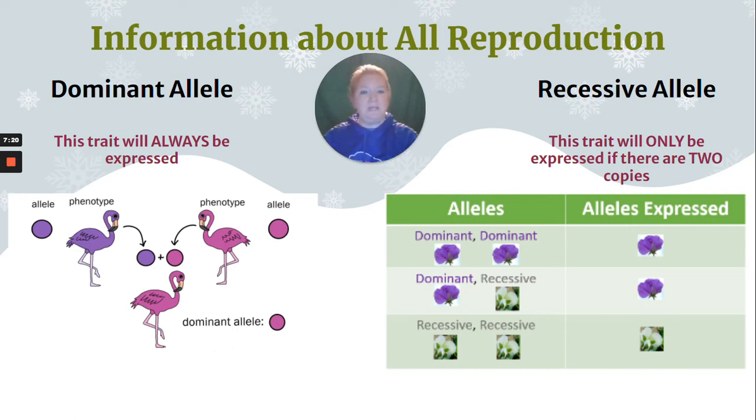A recessive allele will only be expressed if there are two copies. So if the parents both have purple, the offspring will be purple. If both parents give the child white, which would be recessive, then the white will show up. But if one parent gives a purple allele and one parent gives a white allele, the flower will be purple. So that white allele is hidden. It's still there, but it's hidden because the dominant trait blocks it out.